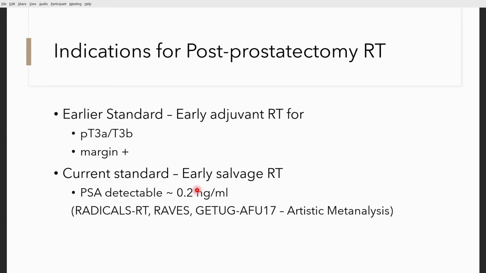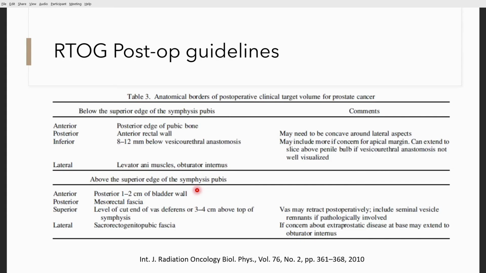Now, what are the boundaries of a post-prostatectomy radiotherapy? The most commonly followed guideline is the RTOG post-operative guideline, published in 2010. What it shows is that in the region below the superior edge of the symphysis pubis, you take a volume starting anteriorly from the posterior edge of the pubic bone, posteriorly going up to the anterior rectal wall.